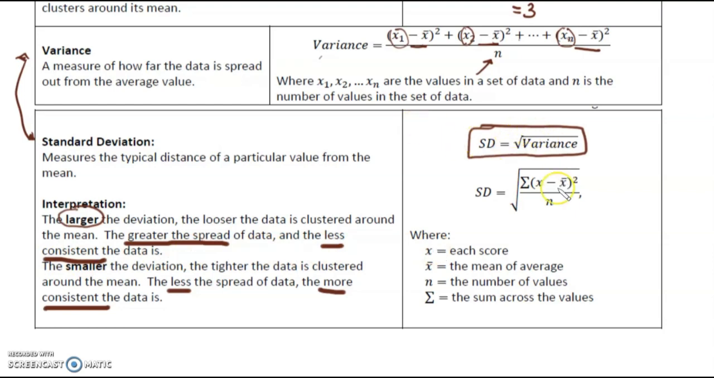Okay, and when we look at this, this is called the sigma, or summation. Okay, this means sum or add up all the numbers. Add up all of the numbers. Okay, so what we're going to do is add each score minus the average, squared, divided by n, which is the number of values. And then once we get that, which is the variance, we're going to just square root it.